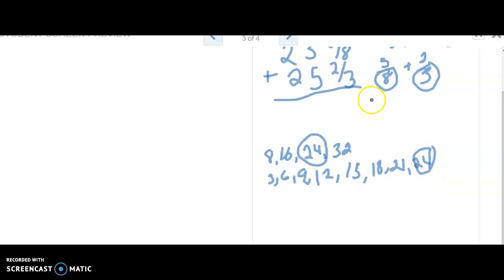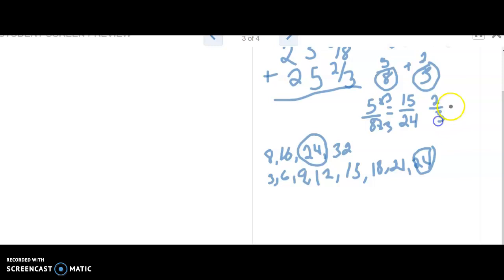So now I need to change my 5/8 into an equivalent fraction with 24 as my denominator. And I think, well, how did I get from 8 to 24? I would multiply 8 times 3. And whatever I do on the bottom, I do on the top. It's like saying I'm going to multiply 5/8 times that fancy form of 1, which is 3 over 3. So 5 times 3 gives me 15. So 15 over 24.